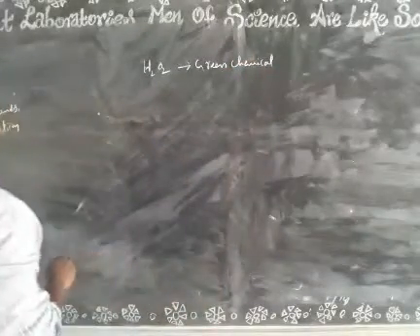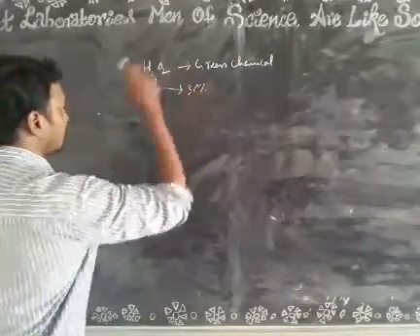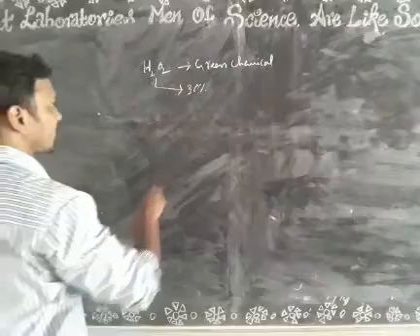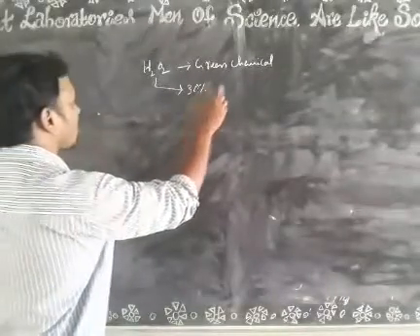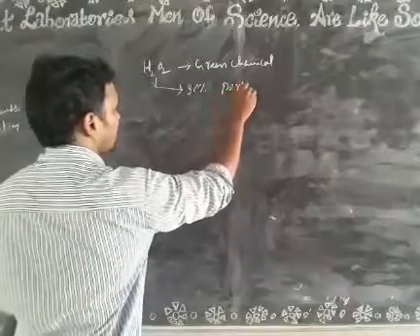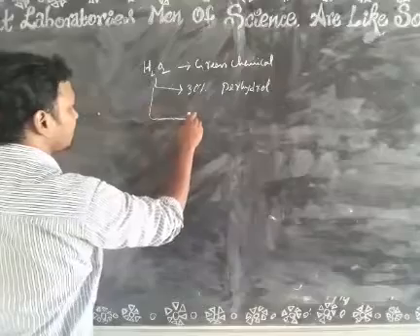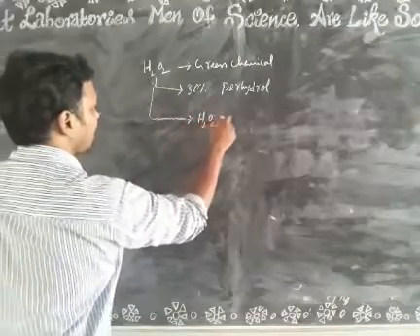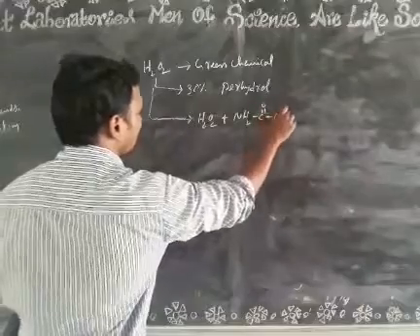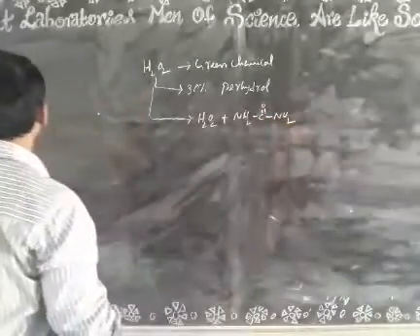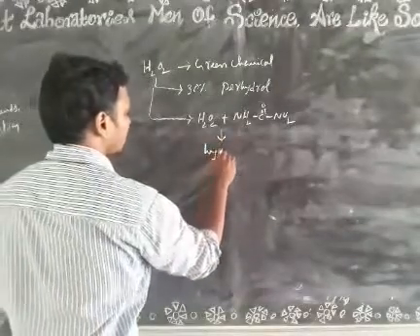Okay, and 30% hydrogen peroxide by weight is called perhydrol. And a mixture of hydrogen peroxide and a small portion of urea is called hyperol.